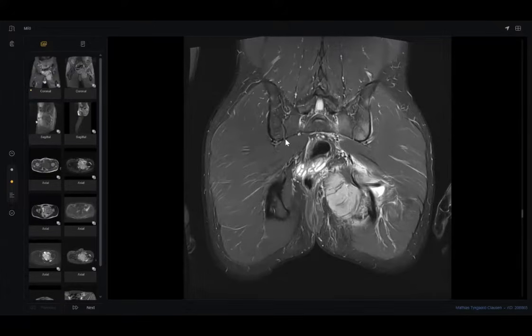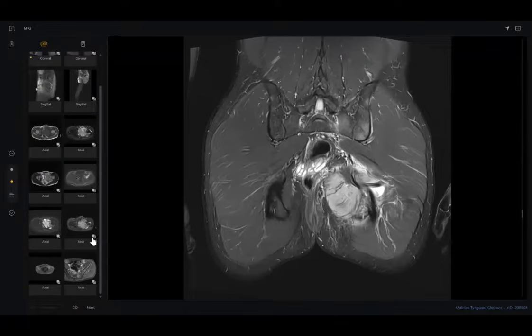Bone scan is also recommended. CT chest, abdomen, and pelvis for staging. In my daily practice I also want to see the post contrast. I think there is no post contrast here, and no diffusion.